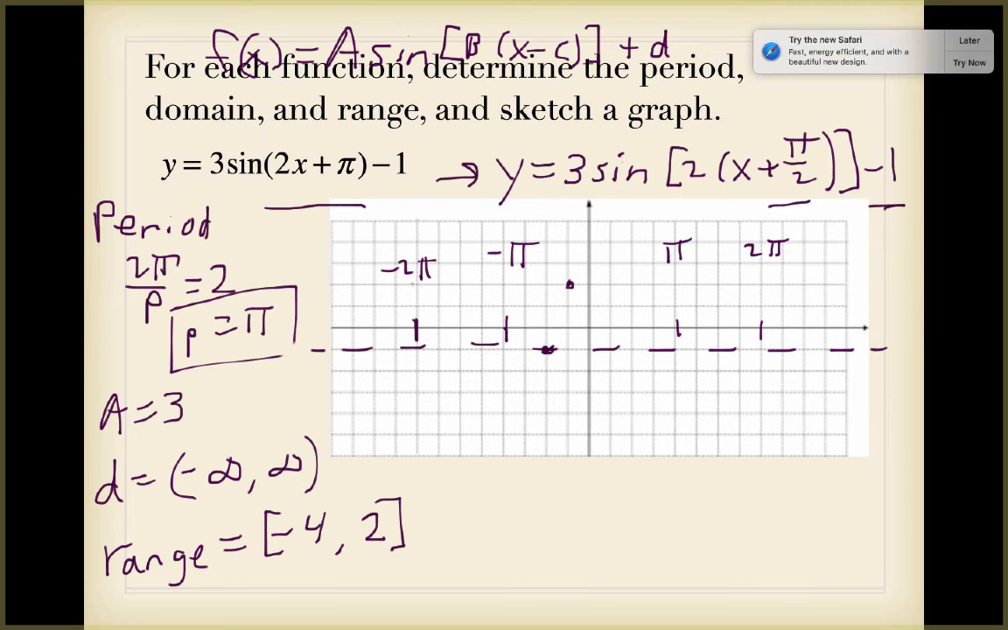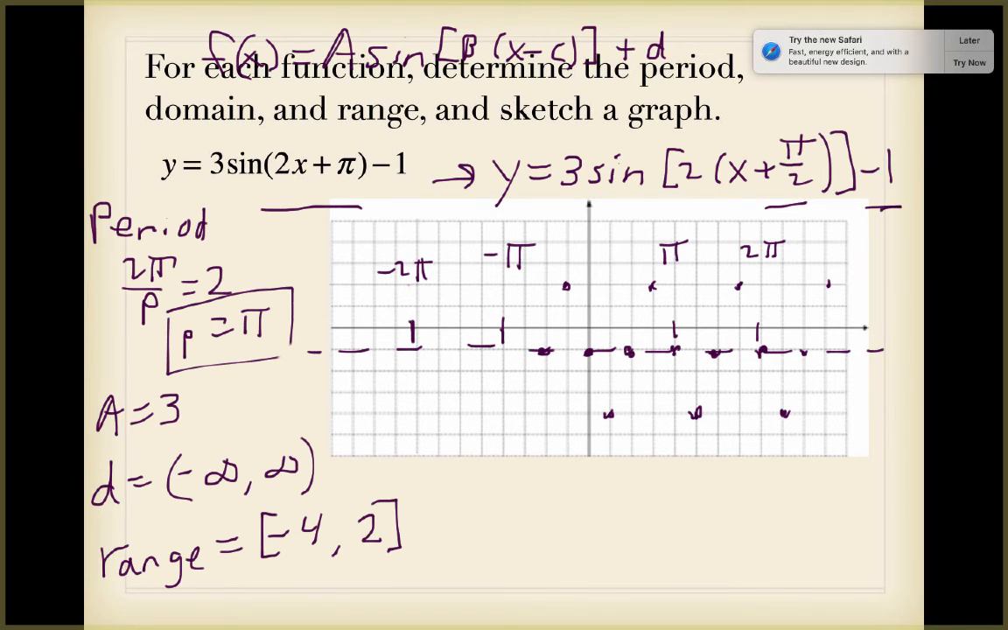At 0, we will be down again at -1. And every pi/4, we're going to do this. So we have a curve that looks something like this. So there is a sketch of our graph.